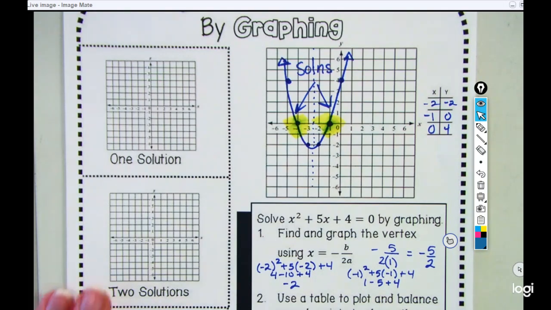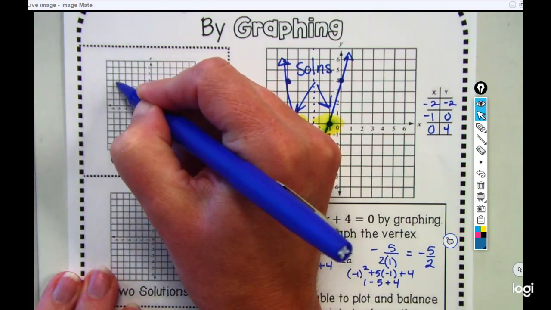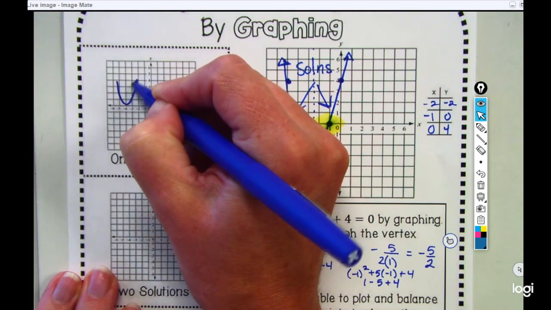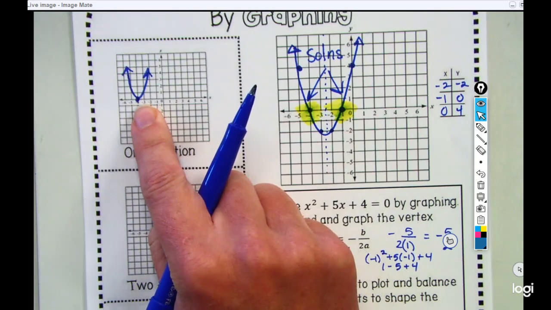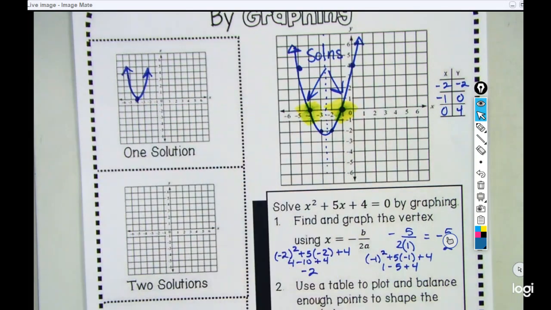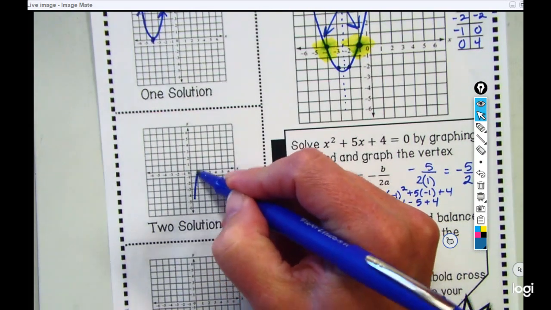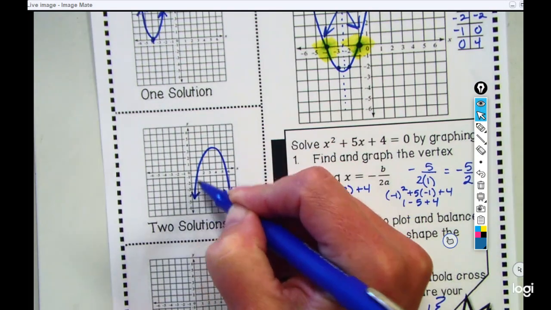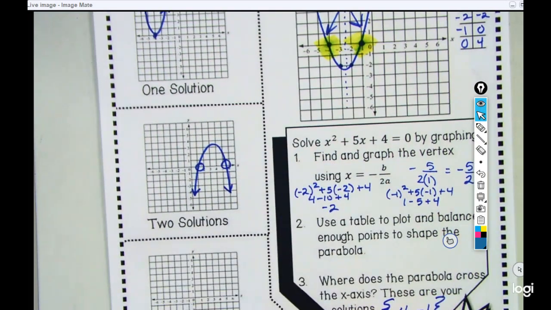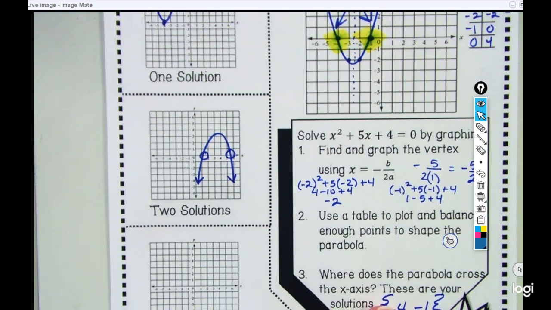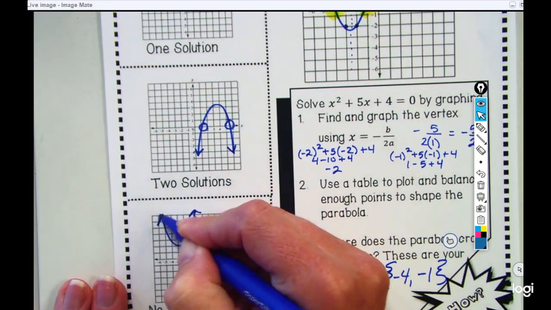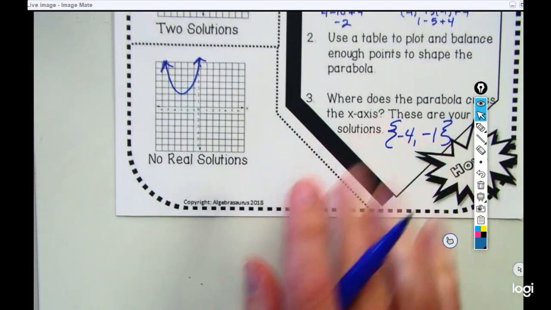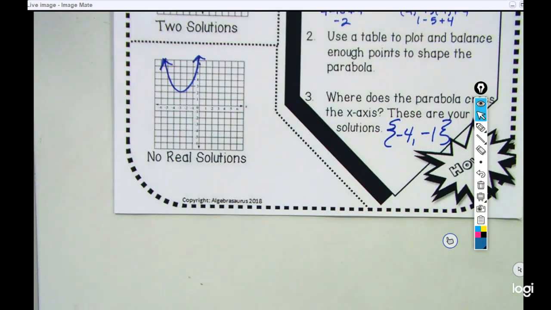The next thing you need to know is that if your parabola sits on the axis, it's going to cause you to only have one answer. If it crosses the axis, you're going to have two answers. And if it never crosses the x-axis, it's no real solution. And we'll learn more about that later.